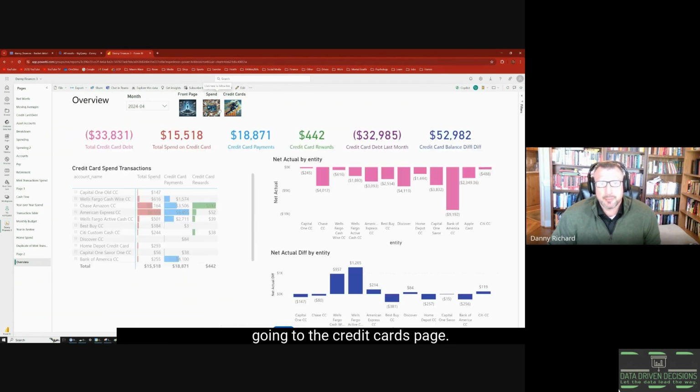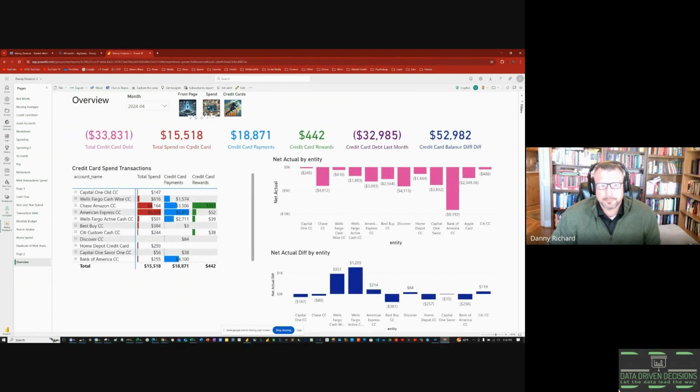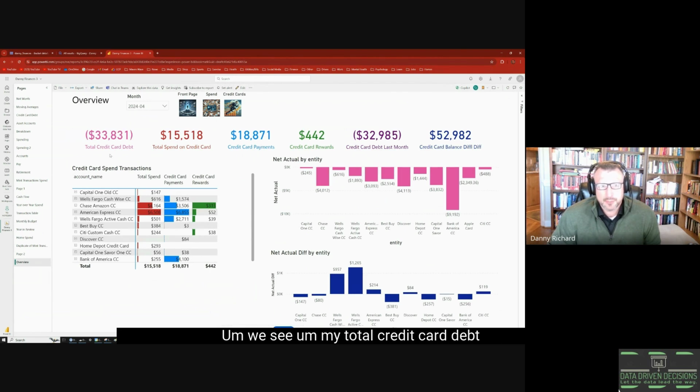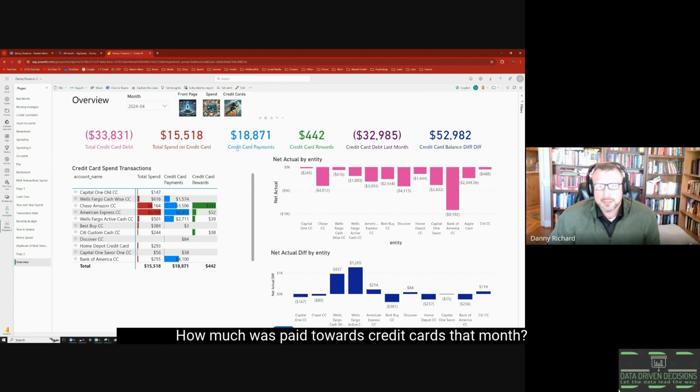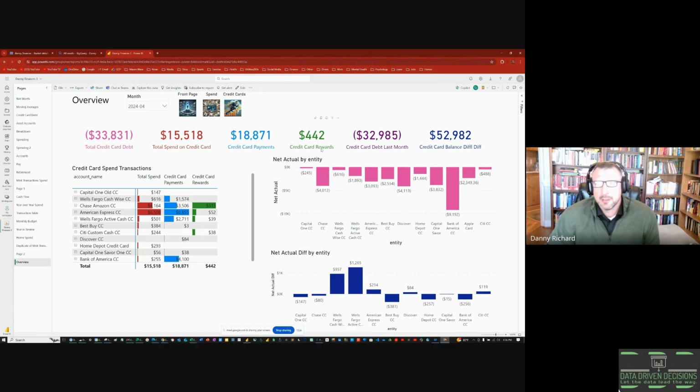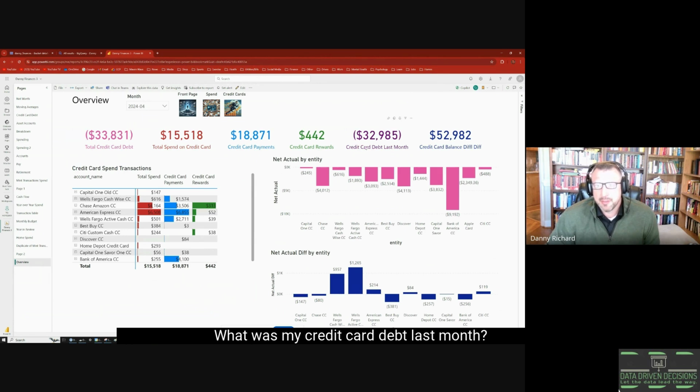Going to the credit cards page, we see my total credit card debt, and then how much was spent on the credit card in a month, in the month of April, how much was paid towards credit cards that month, how much I received in credit card rewards, what my credit card debt was last month, and what the credit card balance diff was, which isn't right.